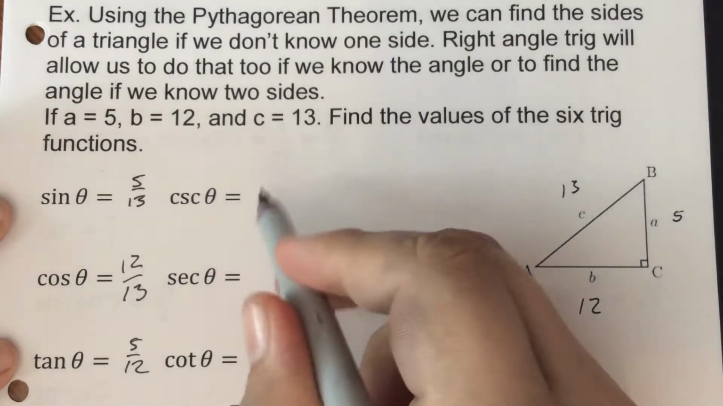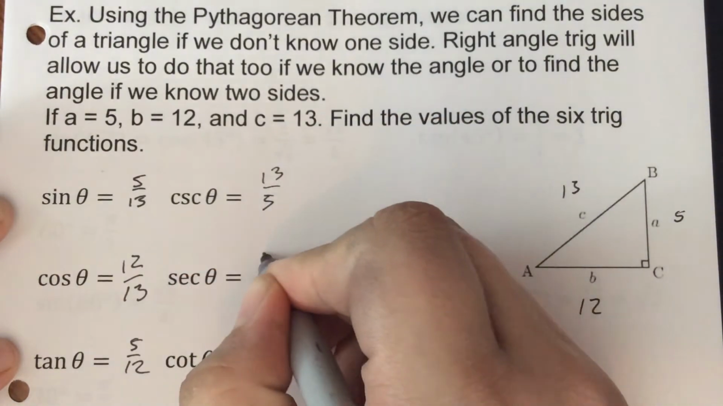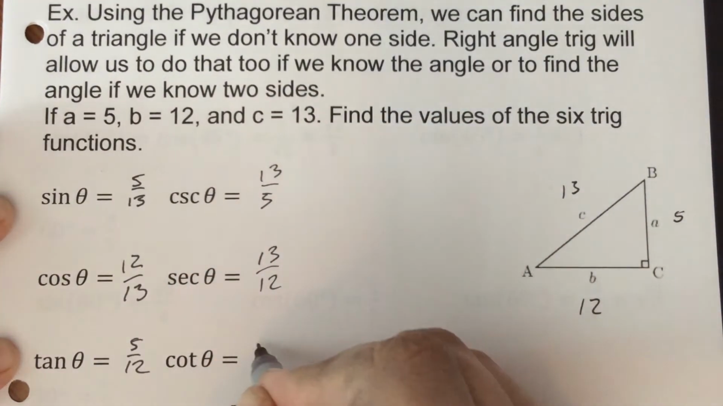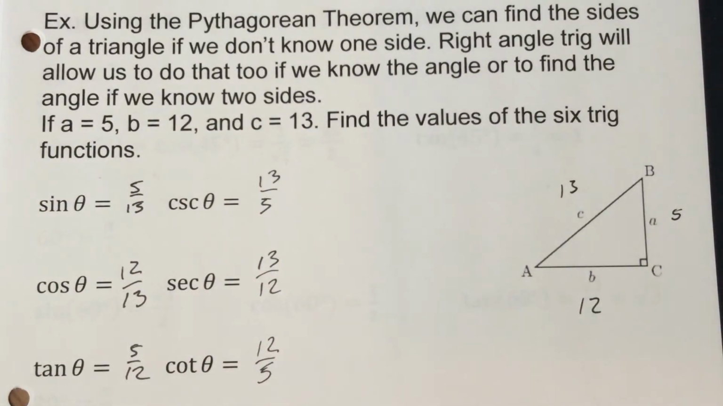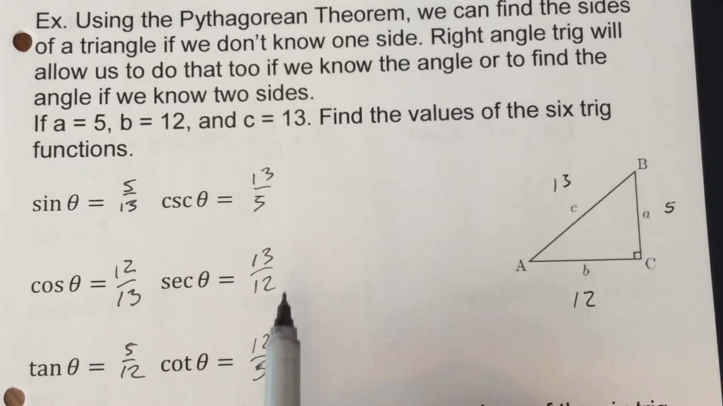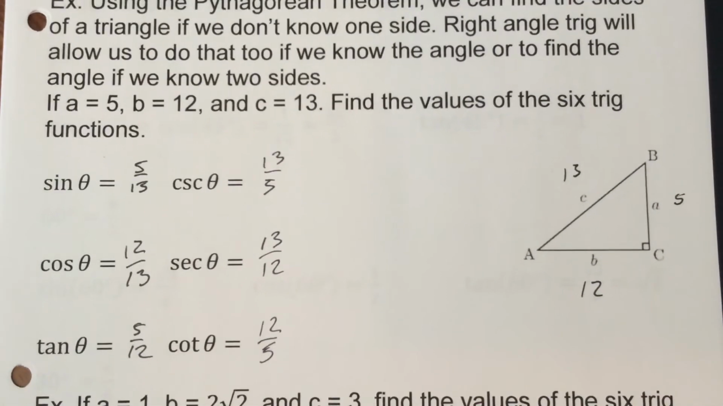So now this other set, we're just going to flip these over. So this becomes 13 over 5. This is 13 over 12, and this is 12 over 5. And you're done. It's going to be literally that simple. Now, if we have a square root, that's the only time you'd have one more step, where you're going to rationalize that. So take it times the square root on top and bottom to get rid of the square root on the bottom. But if it's just nice numbers like these, that's it. You're done.